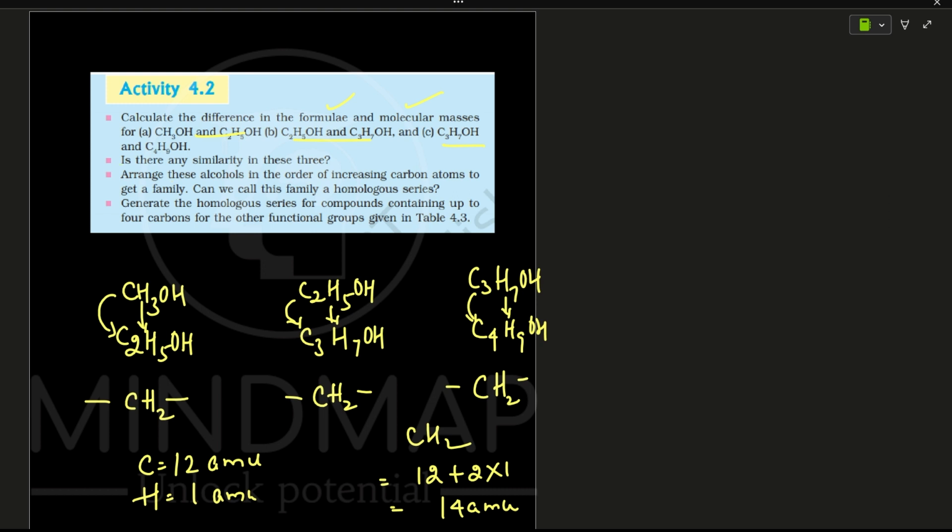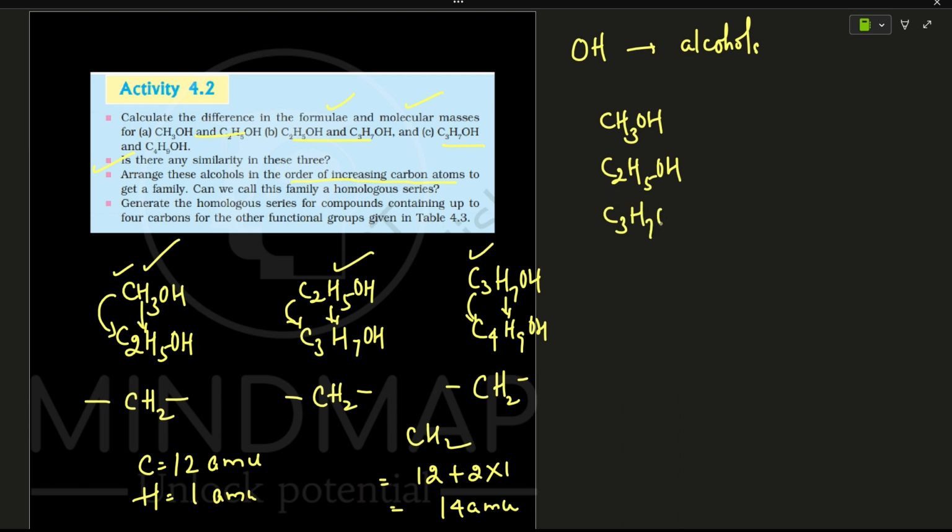Fine. Now let's see what they're asking next. Is there any similarity in these 3? Can you see any similarity in this, this and this? Yes, they all have the same functional group OH. They all are what? They are alcohols. Arrange these alcohols in the order of increasing carbon atoms to get a family. चलो यहाँ सबसे कम carbon atoms किसमें है? First, that is methanol. Then we have 2 carbon atoms, that is ethanol. Then 3 carbon atoms, propanol. Then 4 carbon atoms, butanol. So this has become a family of alcohols, alcohol family.